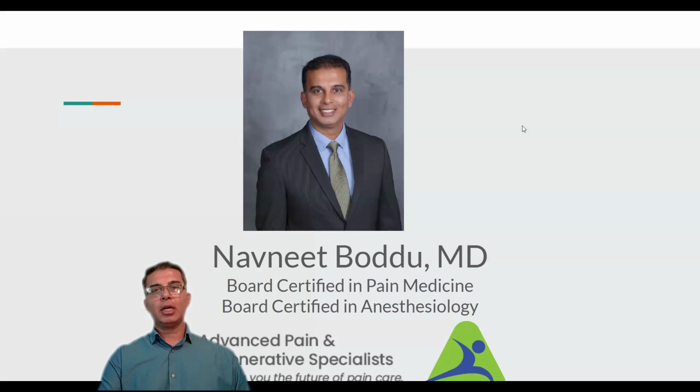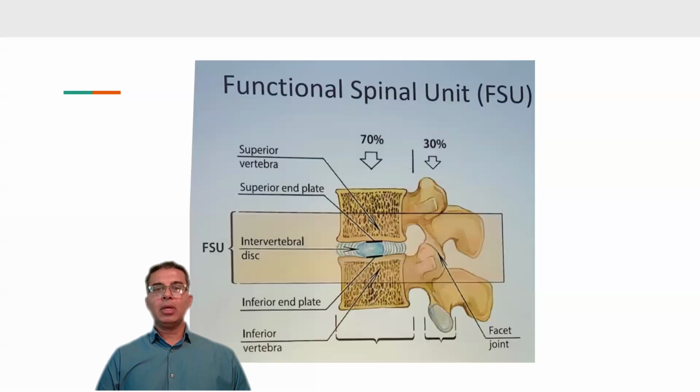Today we are going to talk about the functional spine unit. The spinal column can be divided into an anterior compartment and a posterior compartment. In the anterior compartment, you have the vertebral bodies, the disc, the end plates, and the ligaments, and it transmits about 70% of our body weight down to our legs.